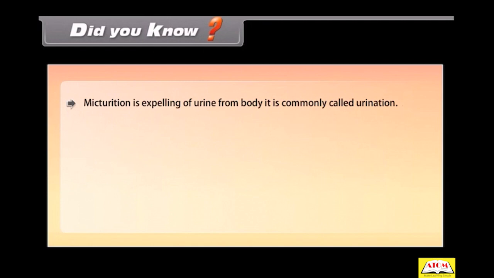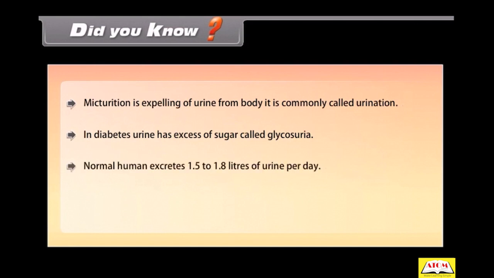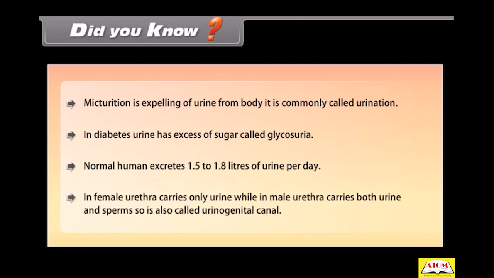Did you know? Micturition is the expelling of urine from the body. It is commonly called urination. In diabetes, urine has an excess of sugar, called glycosuria. A normal human excretes 1.5 to 1.8 liters of urine per day. In females, the urethra carries only urine, while in males, the urethra carries both urine and sperms, so it is also called the urinogenital canal.